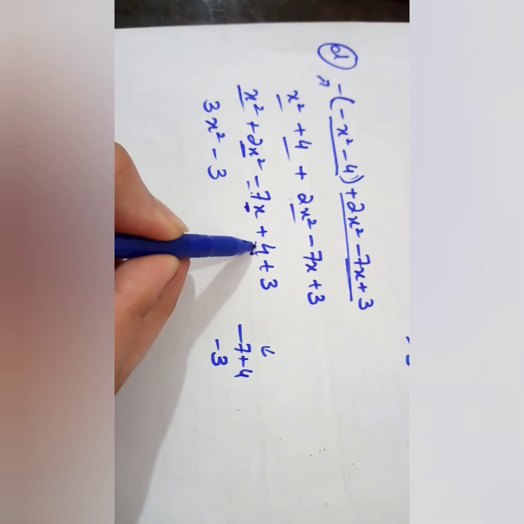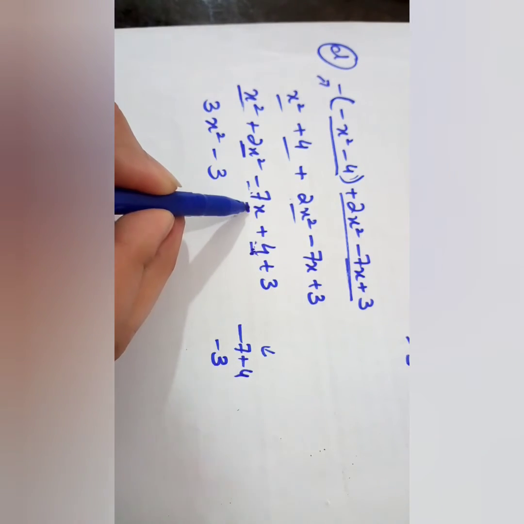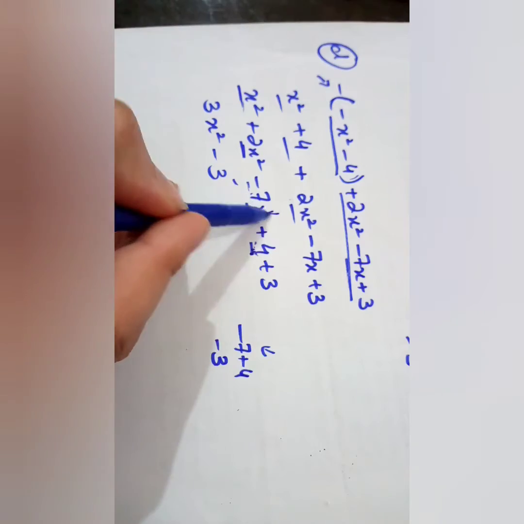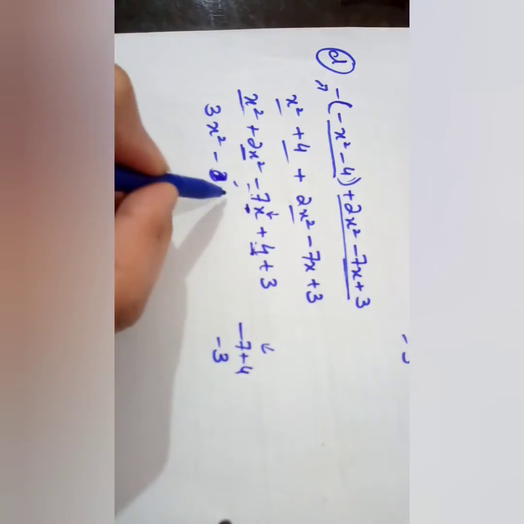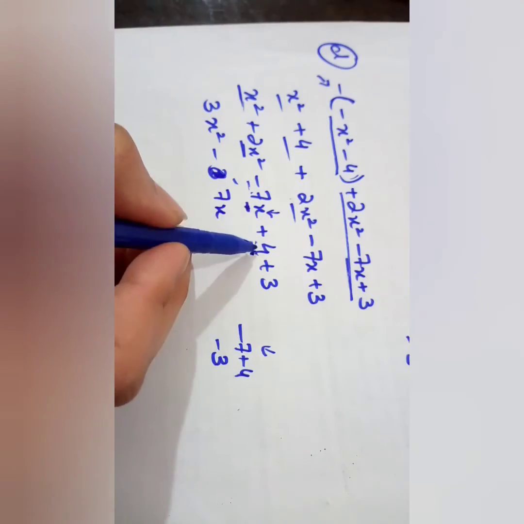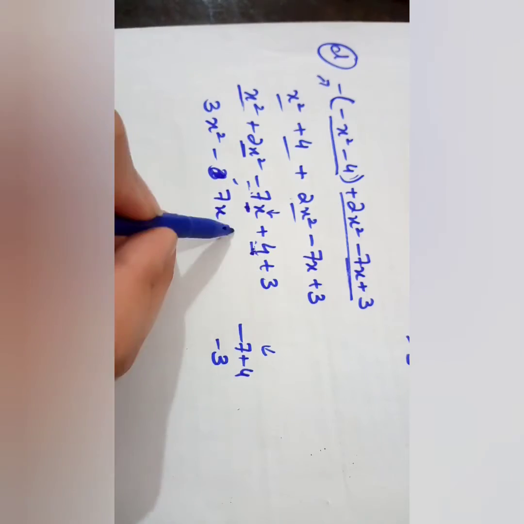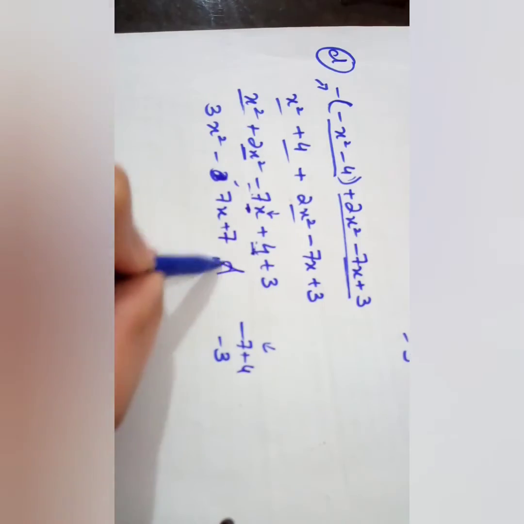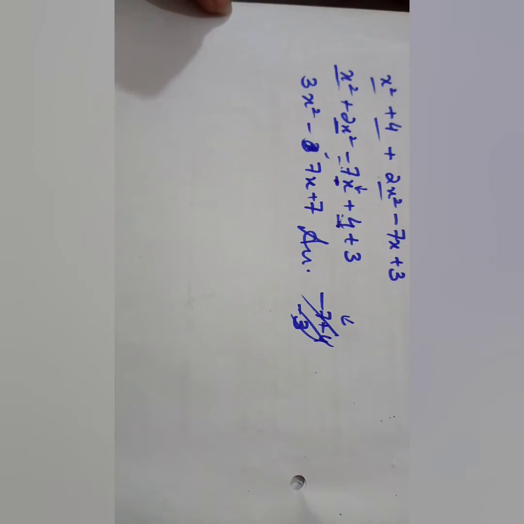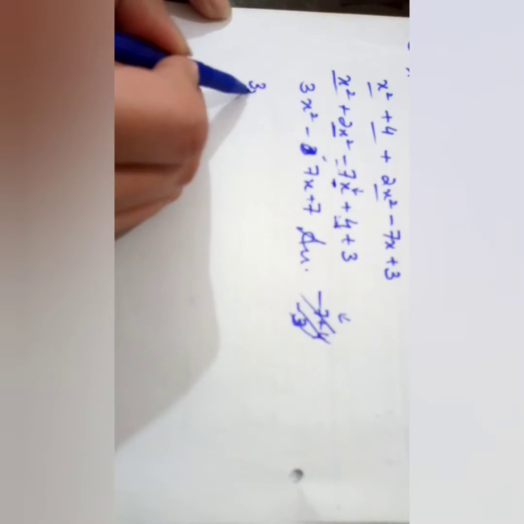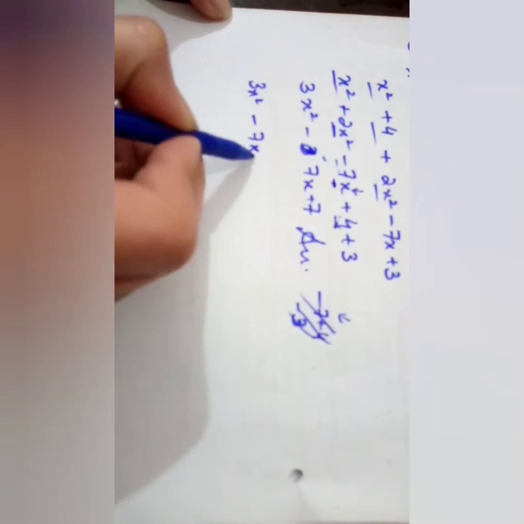Note this 7 and 4 will not be solved together, because 7 has the variable and 4 is a constant. So we write down 7x. And this will be 4 plus 3, 7. So here the answer is 3x square minus 7x plus 7. Now move towards the next practice.